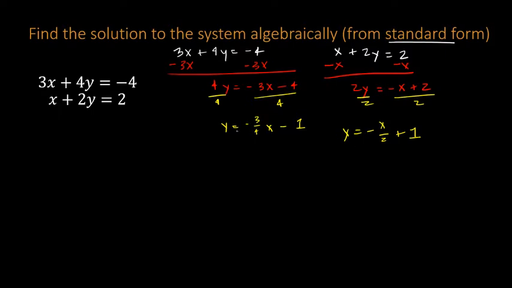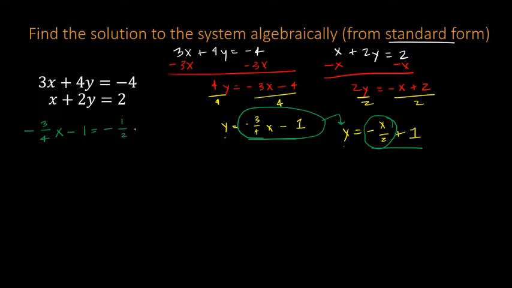Here's the substitution part. If y equals this and y equals that, then I can substitute this expression in right here and rewrite this as one equation with one variable. Negative 3 over 4x minus 1 is equal to negative, remember, an expression like this, negative x over 2, is the same thing as negative 1/2 x. And I'm going to choose to write it like this, just personal preference. Okay, so my goal from here is to isolate x.